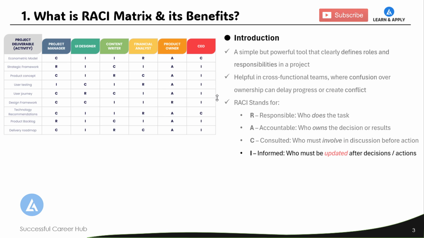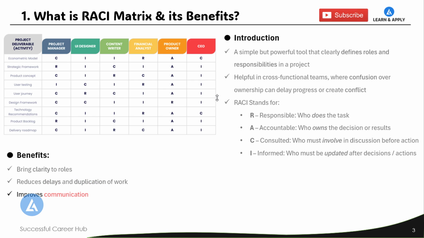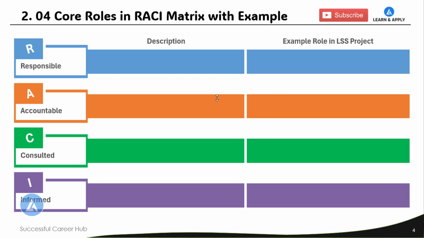Once we know what is RACI Matrix, now let's understand what are its benefits. It brings clarity to roles and responsibilities. It reduces delays and duplication of work. At the same time, it also improves the communication between team members. It also boosts accountability and ownership. Thereby, we are going to complete the project or task in defined timeline. This is an essential tool to complete the entire project or the list of tasks in defined timeline along with its intended results. Now let's go to the second part, which is 4 core roles in RACI Matrix with example.